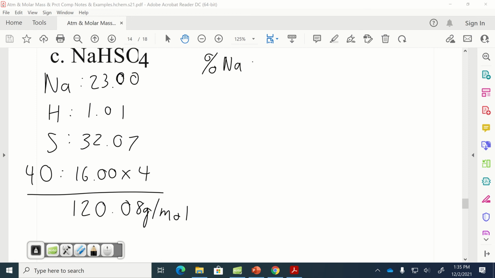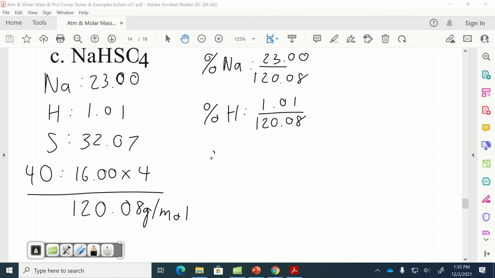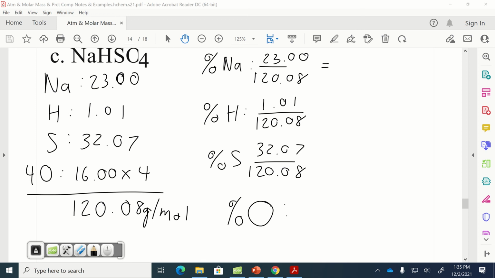Percent of Na will be 23 divided by 120.08. Percent of hydrogen will be 1.01 divided by 120.08. I do percent of the sulfur, 32.07 divided by 120.08. And I'm not going to do it with oxygen. I'm going to just solve for the other ones, and I'll figure out the percent oxygen based off of that. So 23 divided by 120.08 is 19.15%.